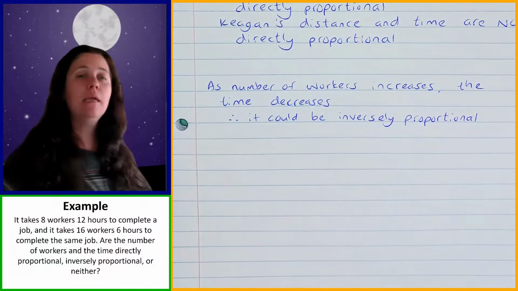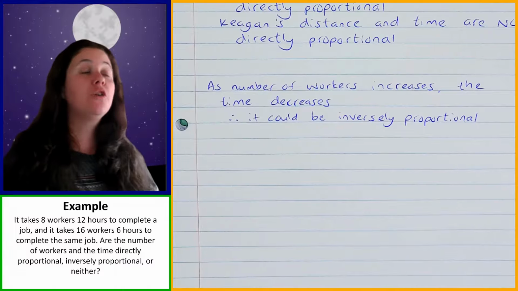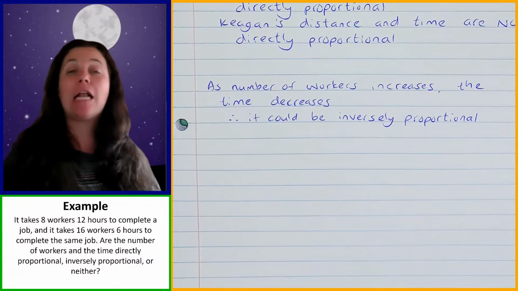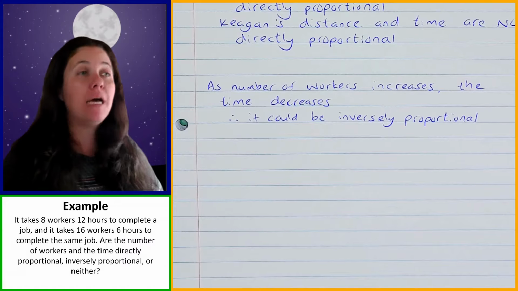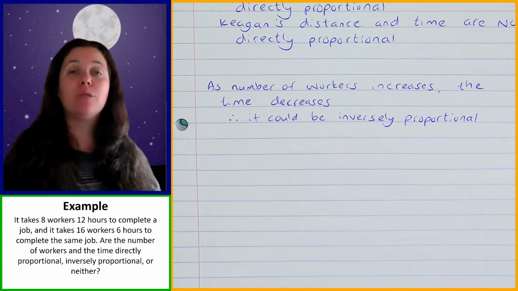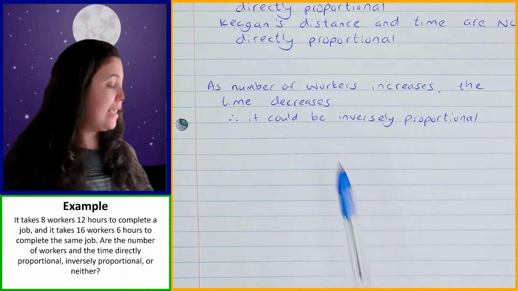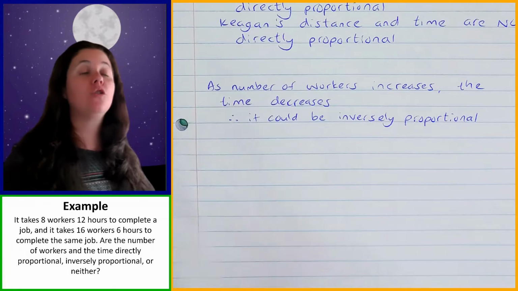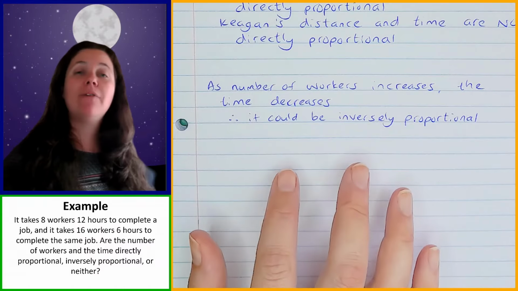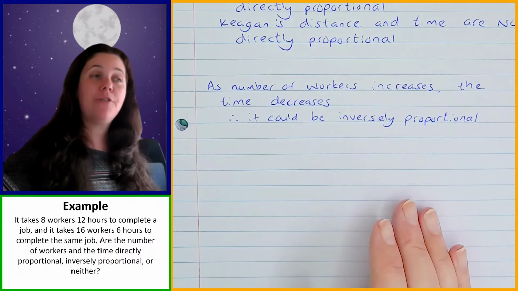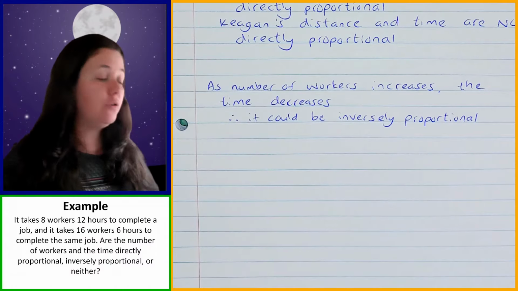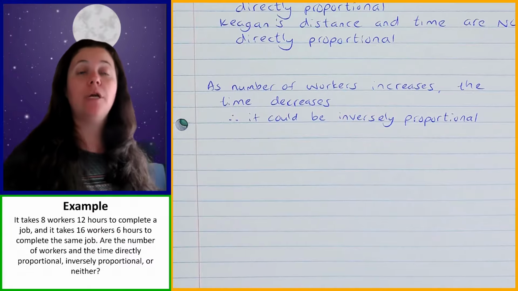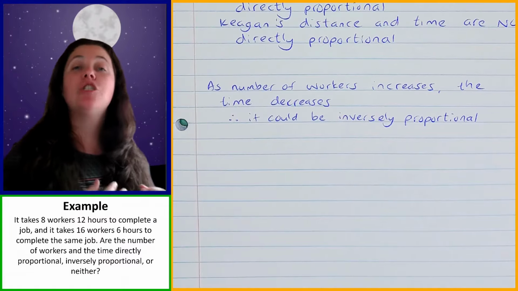Okay, now that I've identified which of the two it's most likely to be, it can't be directly proportional. I know that because then both variables would have to be doing the same thing, and they're not. The one is going up, the other one's going down. So it can only be inversely proportional or neither. Okay, so now I've got a theory. My theory is that these two variables could be inversely proportional. Now I need to go and check my theory.